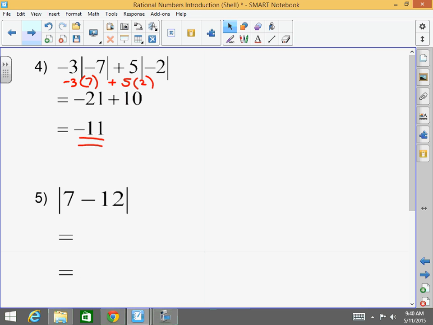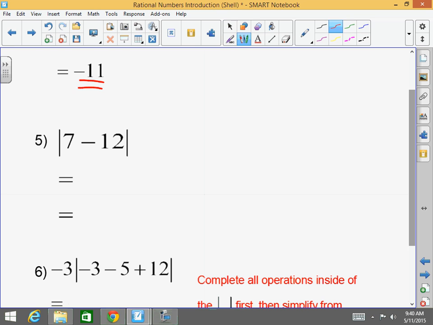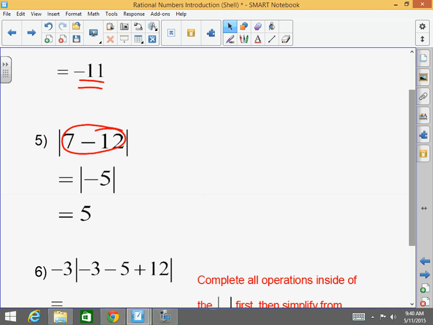The absolute value of 7 minus 12. Please remember that this is inside of a parenthesis. So I first have to find what this is. Inside of the absolute value, I'm going to have negative 5. It's still inside the absolute value, though. And then what's the absolute value of negative 5? 5. Very good. So my answer will be 5. But there's a procedure here. You got to make sure you understand the steps.